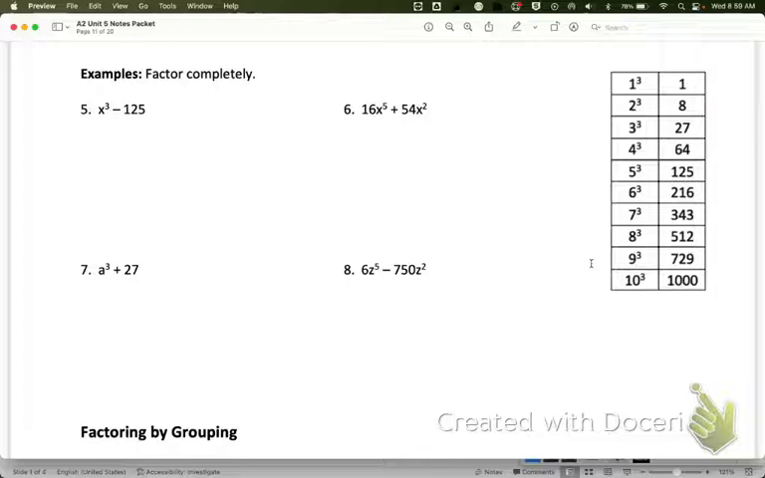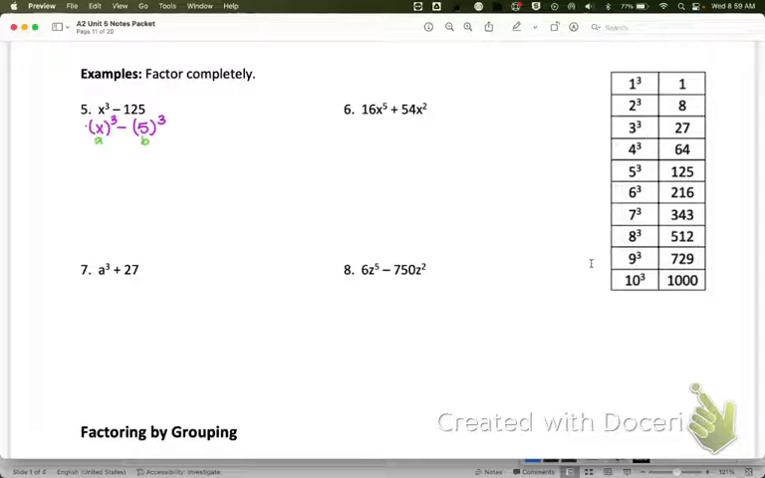Number 5, we always check first for a greatest common factor. This one does not have one, so we're good to go. And so I see two terms and subtraction. So first I'm going to say, are they perfect squares? Well, no, because x cubed is a cube and 125 is not a perfect square. Then I look, are they perfect cubes? And here I'm doing x to the third minus, you can see on the right, 125 is 5 to the third, okay? So that's our A and our B.